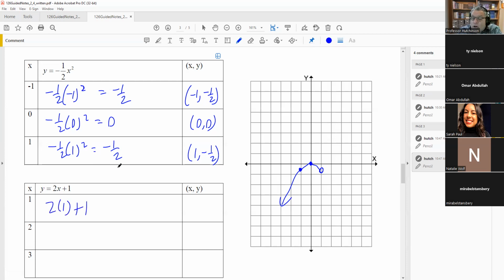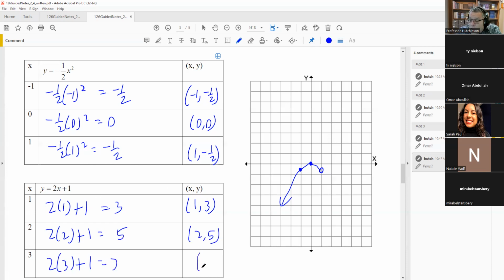So let's do 2 times 1 plus 1 gives you 3. So 1, 3 is the 1 point you find there. 2 times 2 plus 1 is 5. So 2, 5. And we have 2 times 3 plus 1 is equal to 7. And so we get 3, 7 for that one. So let's plot these. 1, 3, that's going to be a closed circle for sure, because the 1 was included. I had greater than or equal to 1 in the original piecewise functions. That means the 1 is definitely included.